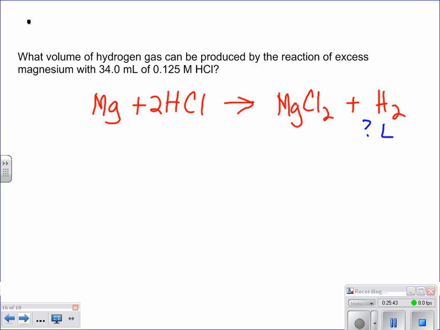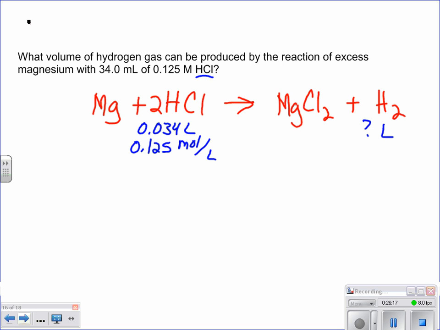So here we are looking for liters in this case. And we know that we're starting with our hydrochloric acid, so we're starting with 34 milliliters. I'm going to write down 0.034 liters, just because it's easier for me. And then I've also got this many molar. I would probably just write a big capital M, but if it helps you, write moles per liter. And so that's what we know we're starting with and what we're going to.